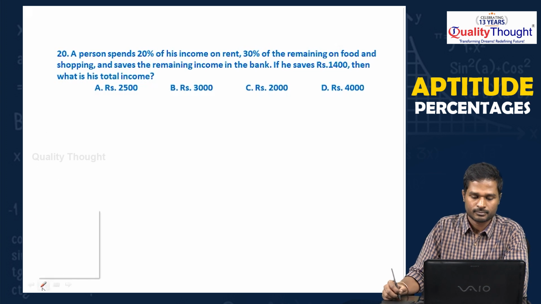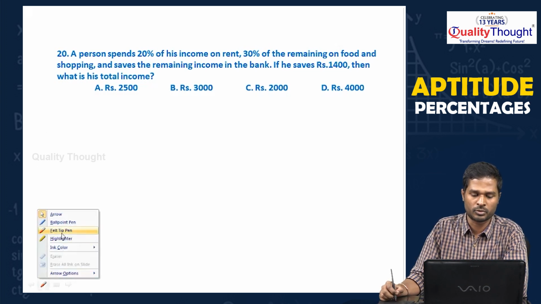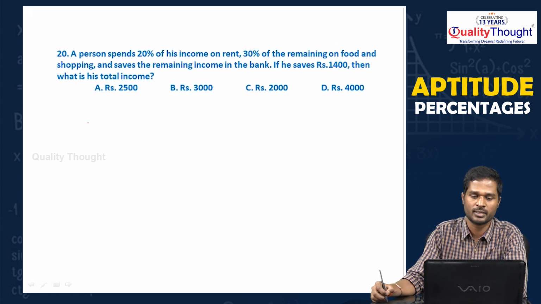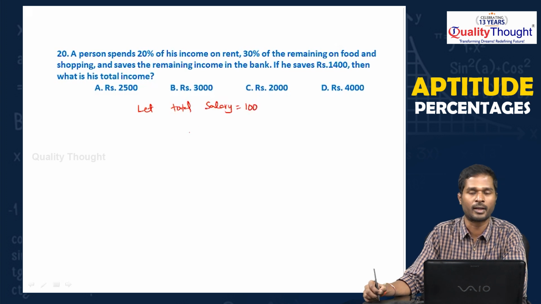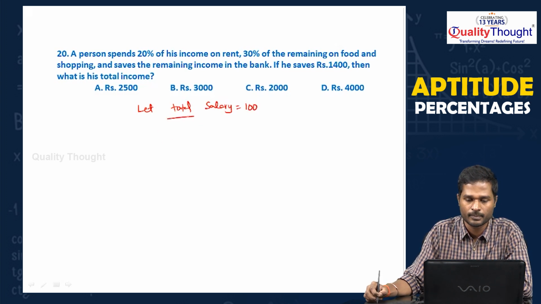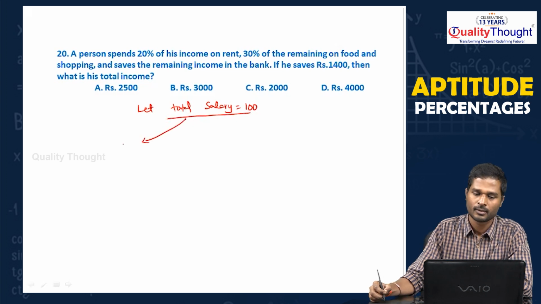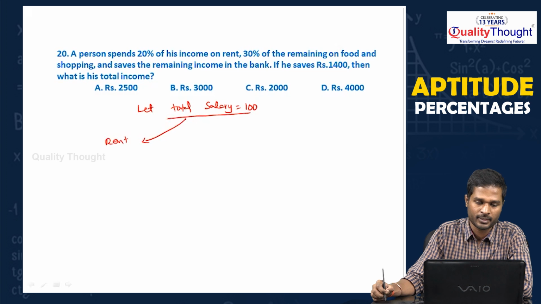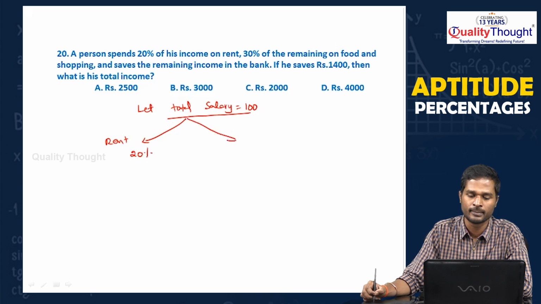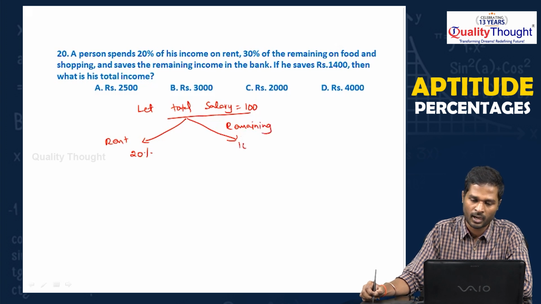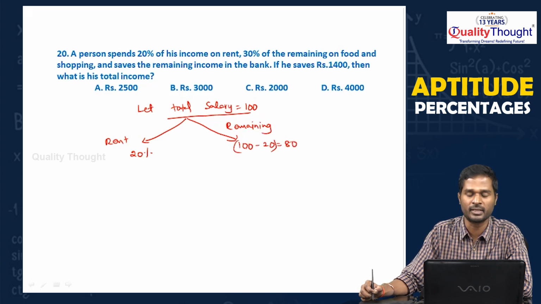See, let's consider his total salary as 100. In this, first he spent on rent, he spent 20%. In 100, he spent 20%. So if in 100 he spent 20% on rent, the remaining will be 100 minus 20, that is 80. So still we have 80.